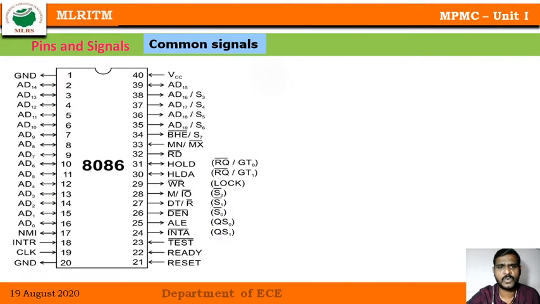This is the overall pin configuration of 8086. As I said, it is in a dual inline package. The 20 pins, 1 to 20, are arranged in one line, and 21 to 40 are arranged in another line. This type of arrangement we call a dual inline configuration or dual inline package. Now we'll go for the individual pin explanation.